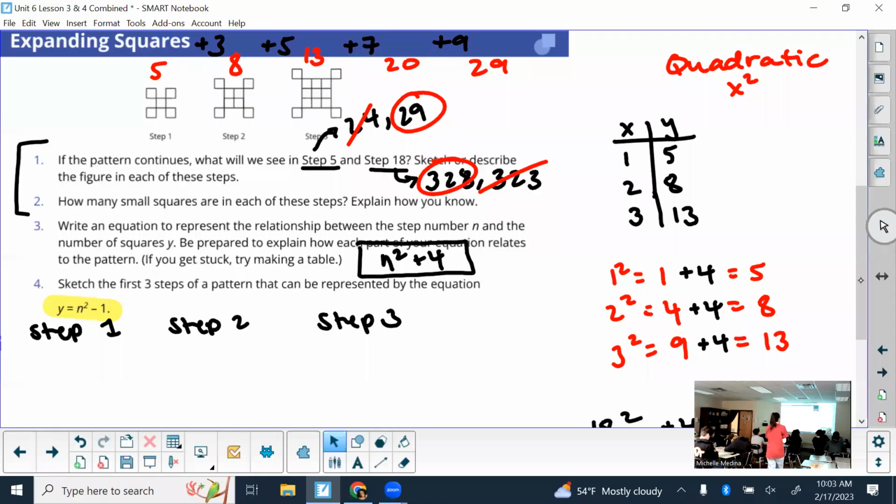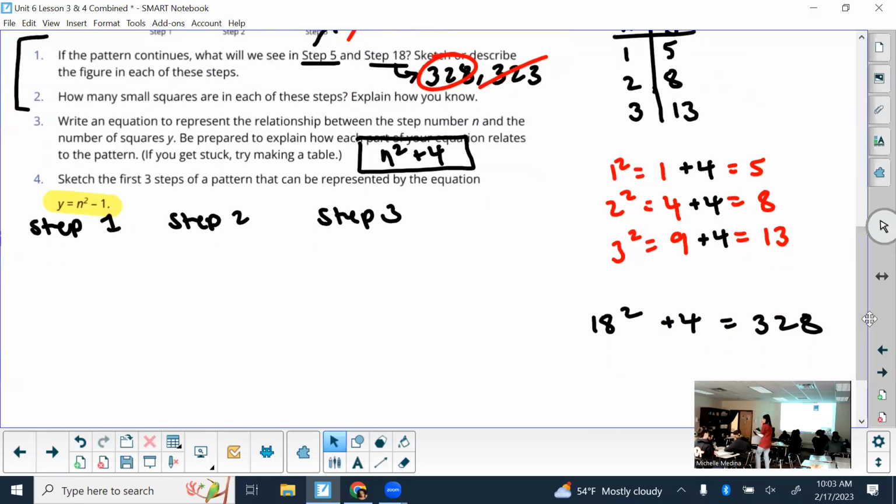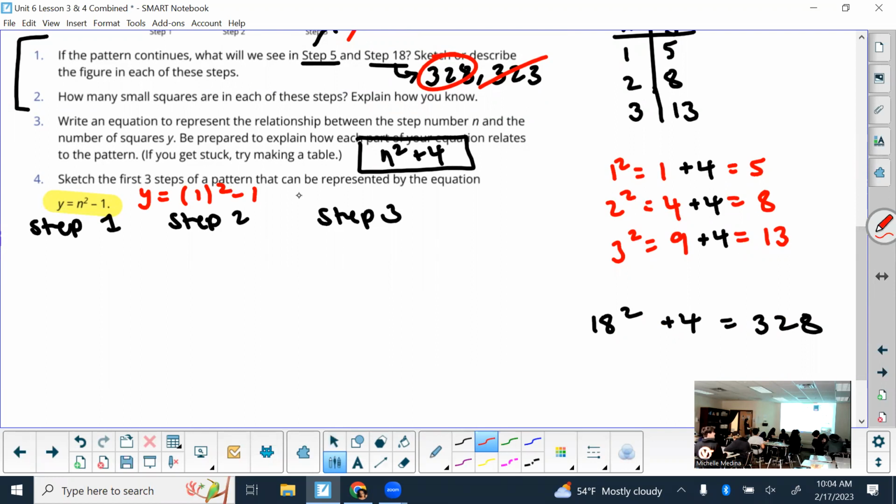So for step 1, 0 is correct. How do we figure that out? Okay, 1 squared minus 1. So the step numbers are kind of like your inputs. So in this equation, the input would be where the n is, not the y, because that would be an output. And 1 squared minus 1 is 0, right? You have nothing sketched for step 1.